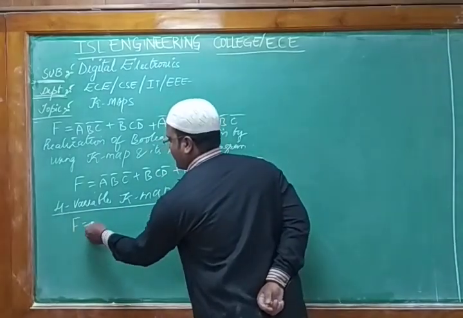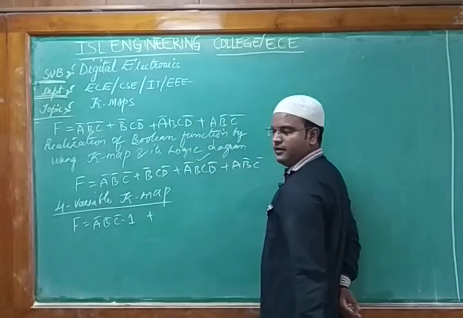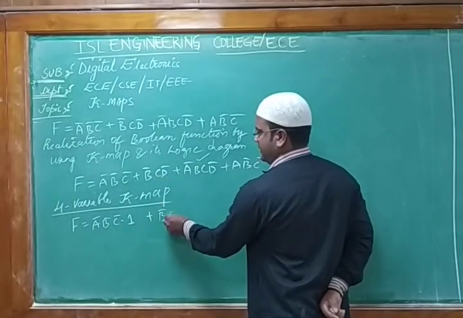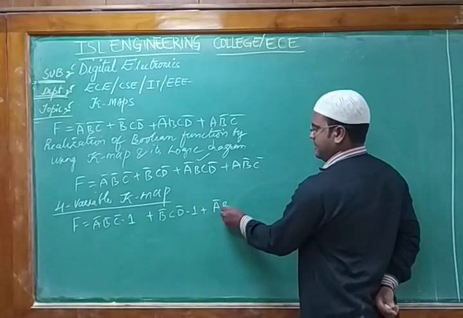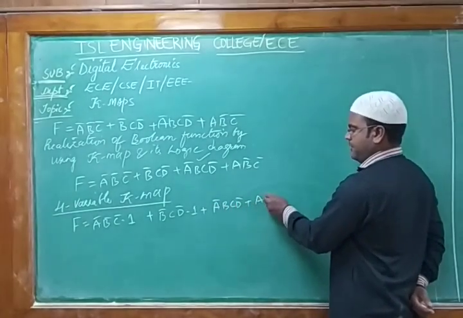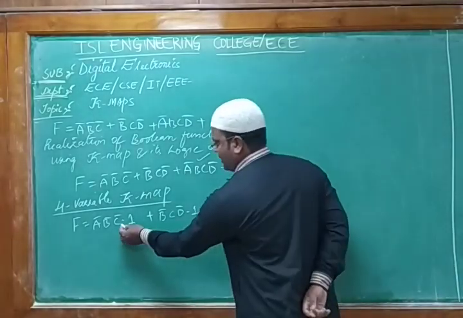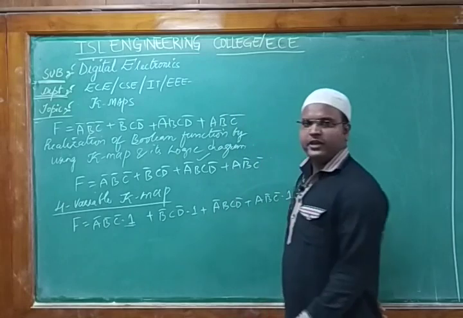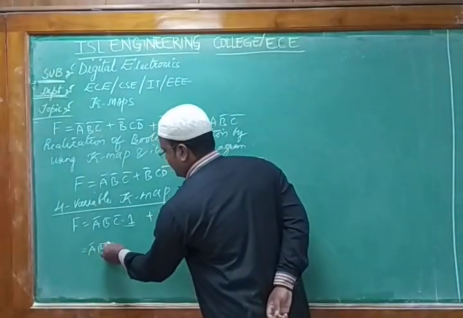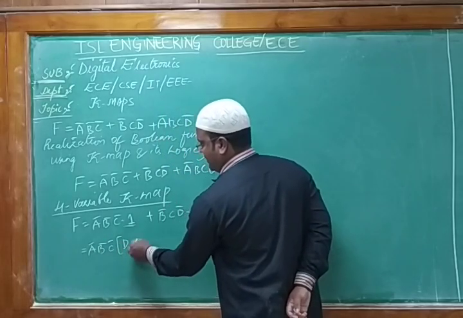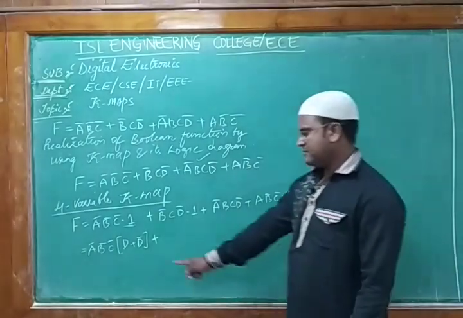So f I can write as A complement, B complement, C complement into 1. For this I can write B complement, C and D complement into 1, plus this is as it is, A complement, B, C, D complement, plus A, B complement, C complement into 1. So wherever 1 is there, the variable which is missing in that we need to take. So for A complement, B complement, C complement, the 1 I can write as D plus D complement. So by using Boolean law we can write. So that we have written.